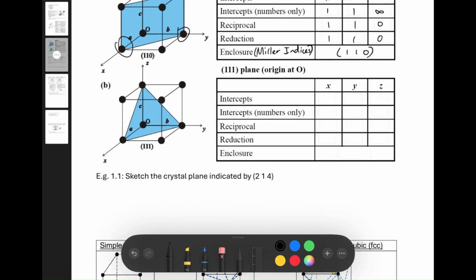For this triangle, which is the 111 plane, we see the intercepts are at 1A, 1B, and 1C. The numbers are only 111 because this is all ones, and then the enclosure is just 111. So 111 is your triangular plane like this.